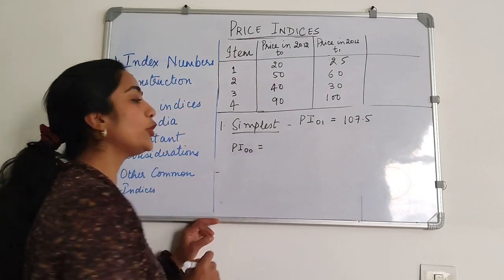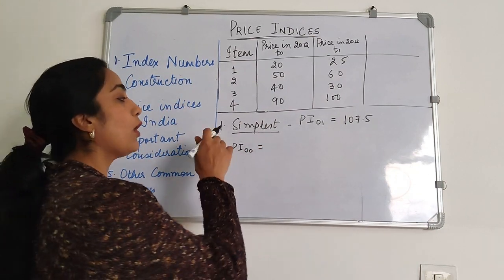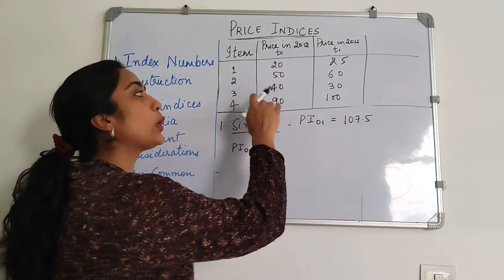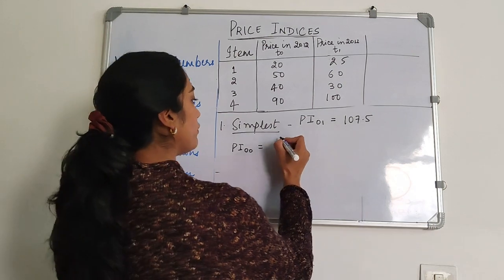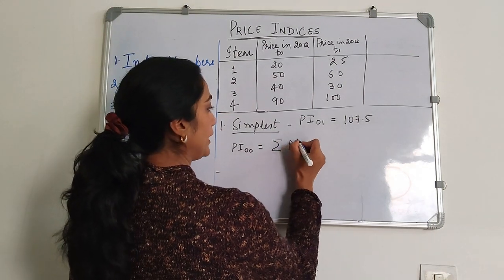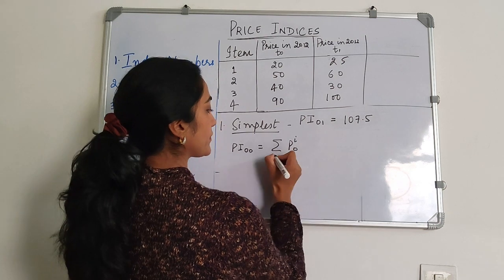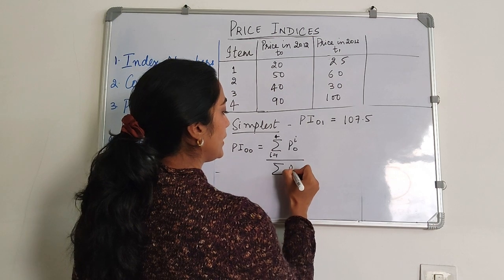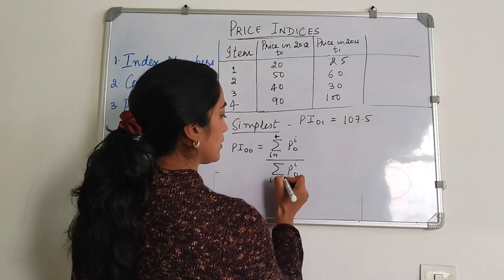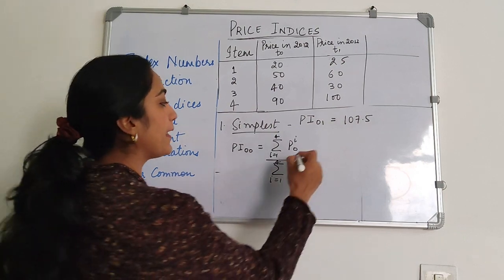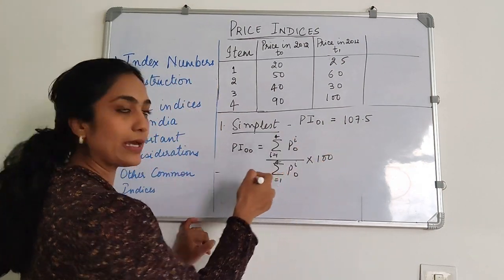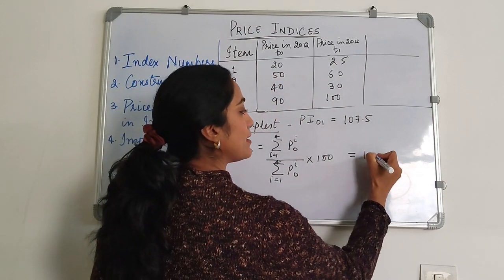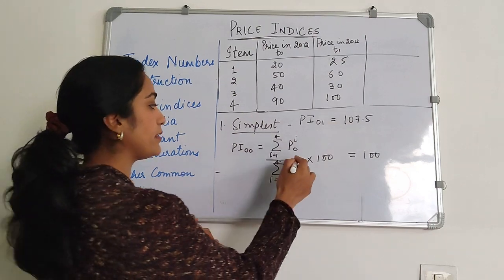So what does this mean? You will be taking ratios of the prices of these commodities in the year T0, and again the denominator will also be the year T0, right? So you will have sigma Pi0 upon sigma Pi0 into 100. Now these are the same quantities. You will divide the numerator by the denominator, which is the same. So what you will get is 100. Right? These cancel out.